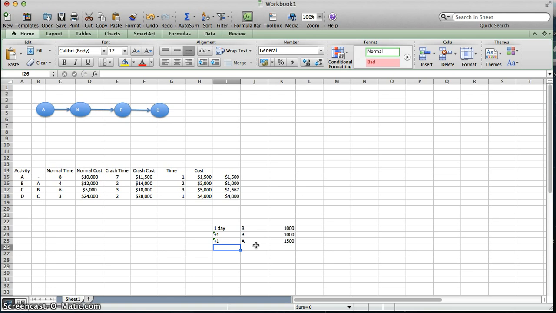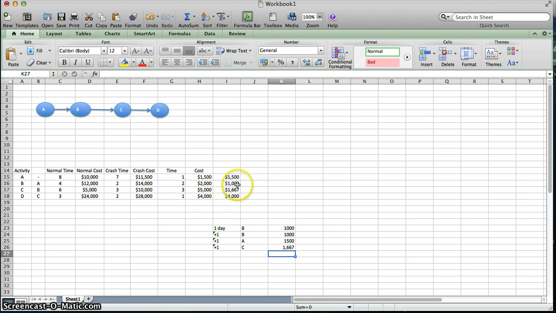I could keep playing this out. Let's say I want another day. So I want the project to be 4 days shorter now. Once again, I've used up the 2 days that I had in activity B, the 1 day I have in activity A. The next cheapest is activity C, at 1,667. And I could keep playing this out, recognizing that I could crash activity C another 2 days before I would finally get to D, which would be my last option.